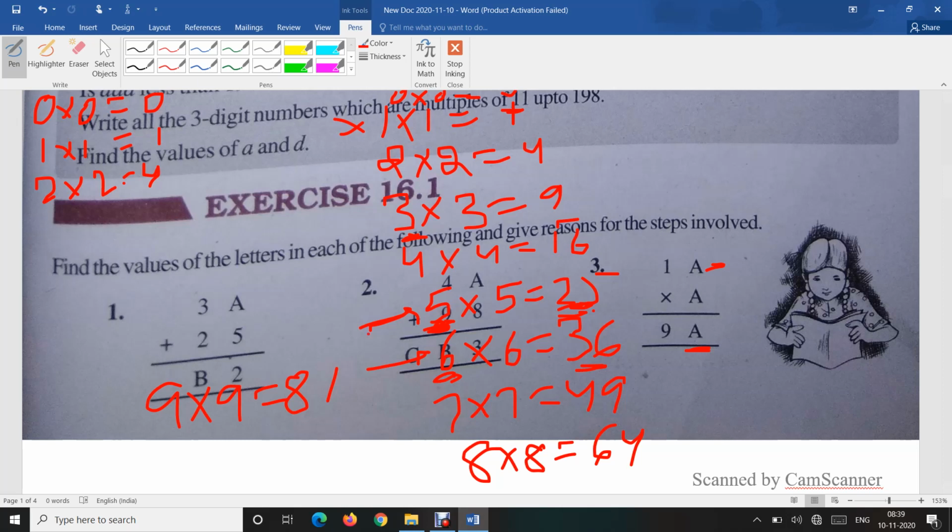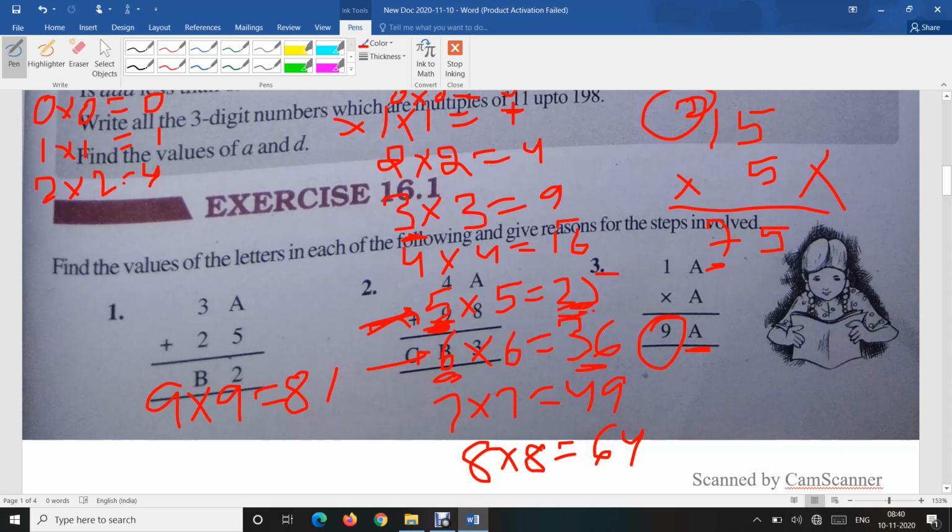Firstly we are trying for 5. If we put 5 at the place of a, then what we get? 1 into 5 into 5. 5 5s are 25. Then 2 is carry forward. Then 5 multiplied by 1 and plus 2 is equal to 7, giving 75. But here we have 9. So this is the condition which is not satisfying here.